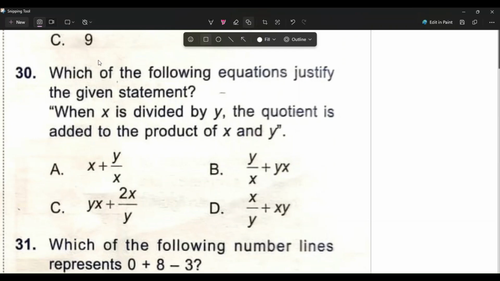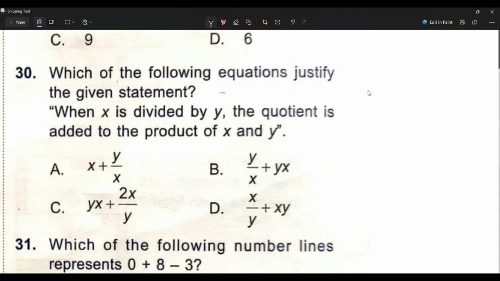30th question. Which of the following equations justify the given statement? When x is divided by y, the quotient is added to the product of x and y. So let's see how do we write this? x divided by y plus the quotient is added to the product of x and y. So option D is the right answer, children.